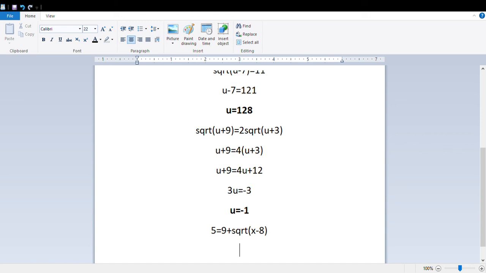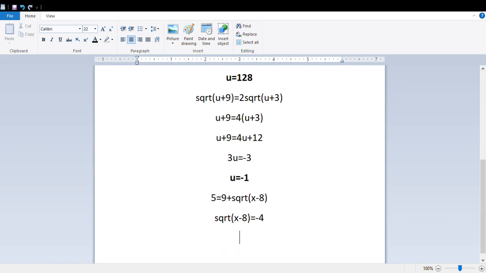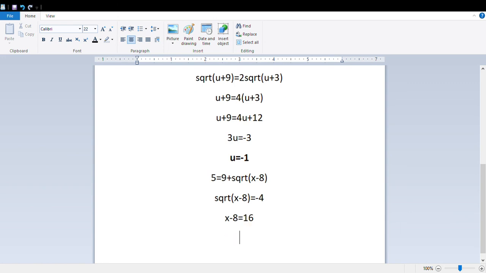Alright, so assuming that you guys have paused the question and have gone over it yourself, let's solve this question now. So you're going to subtract 9 on both sides. The square root of x minus 8 is equal to negative 4. Square both sides. X minus 8 is equal to 16. So from here, since you squared both sides, you will have x minus 8 is equal to 16. So now when you solve for x, x is equal to 24.